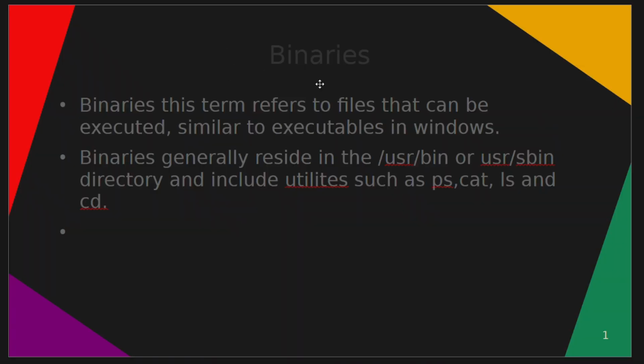So we come here, and first, the most important term is binaries. What are binaries in Linux? Binaries are the same as Windows executable files, and they are generally found in the /usr/bin directory. We'll focus on directories in the upcoming slides. Just know that binaries are the same as Windows executable files. In Linux, they are called binaries.